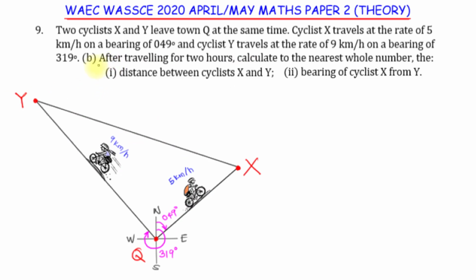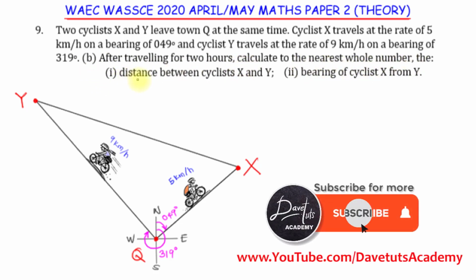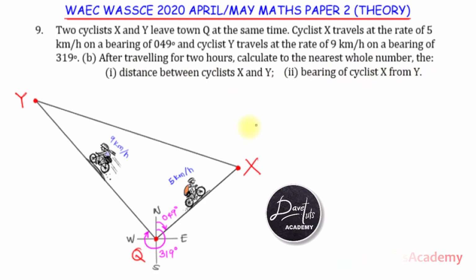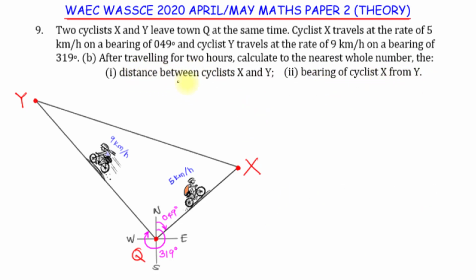So now, after looking at the first question, we are being told here that after traveling for 2 hours, we are to calculate to the nearest whole number the distance between cyclist X and Y and the bearing of cyclist X from Y. Let's take it piecewise. To get the distance between the cyclists, look at all the information we are given. We are given the speed, and now we are being given the time to be 2 hours. Now, by reason of understanding of speed, distance, and time, we know that speed is defined as distance over time. Speed is distance over time.